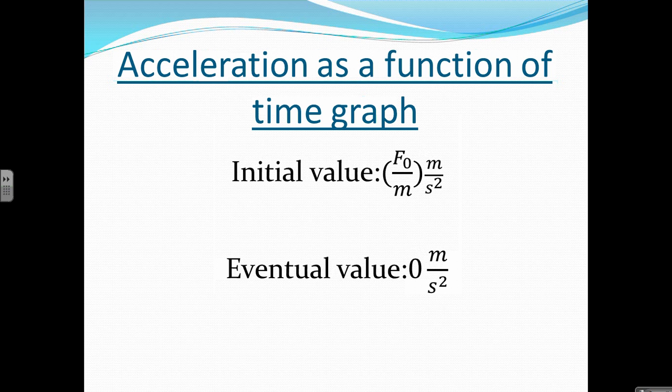For the acceleration as a function of time graph, initially kV is 0, so that means our initial acceleration is going to be F sub 0 divided by m meters per second squared. So that's acceleration equals force divided by mass. But as kV contributes increasingly to our problem, we're going to find that we trend to a scenario where the acceleration goes to 0. So these are our initial and our final conditions for the acceleration as a function of time graph.